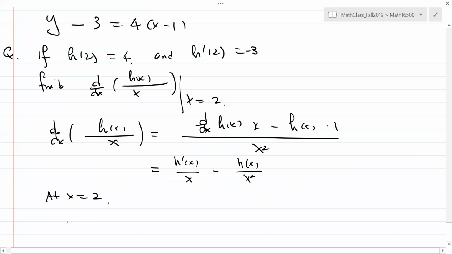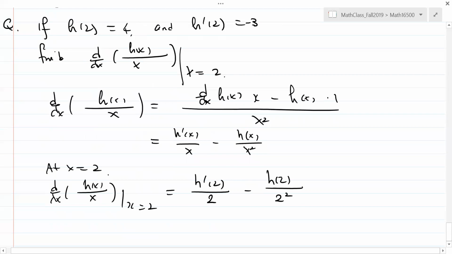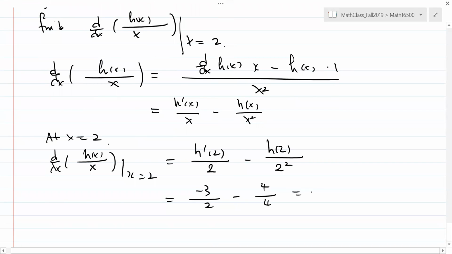okay? So the derivative, I have to rewrite this again. And x equals 2 is going to be h prime of 2 times 2 minus h of 2 over 2 squared. So already given the value of this, it's going to be negative 3 over 2 minus 4 over 4. Okay? So that is going to be negative 3 over 2 minus 1. It's negative 5 over 2.